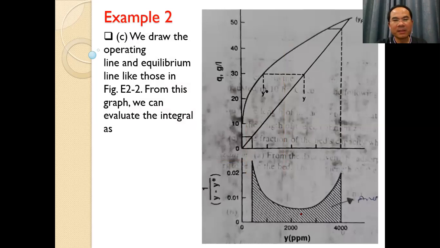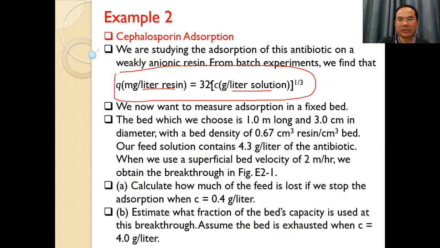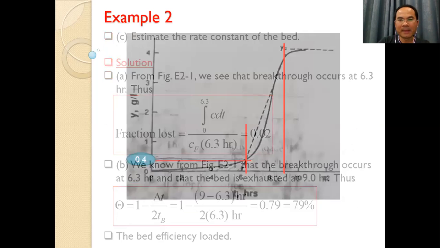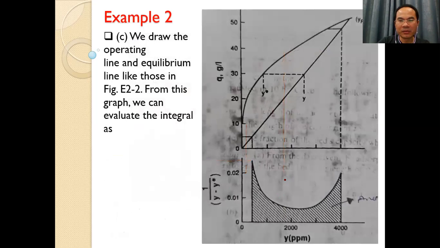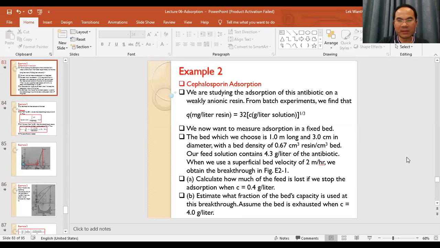Okay. From this, we plot the operating line and equilibrium line. The equilibrium line plot this. Q equal to 32 C power 1 over 3. That's right. This is you plot between Q and C. That's right. This is C minus C star. Sorry, this is C minus C star. This is also C. That's right. You plot Q and C. This is the equilibrium line. This and our operating line. Operating line is linear relationship. This is the operating line.